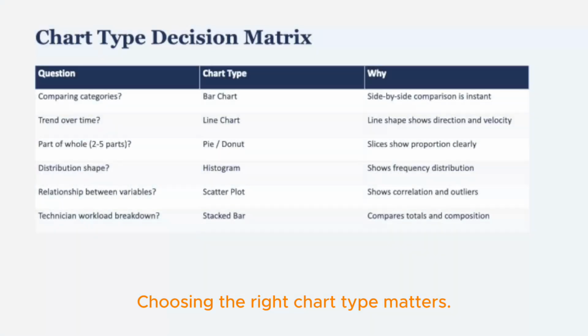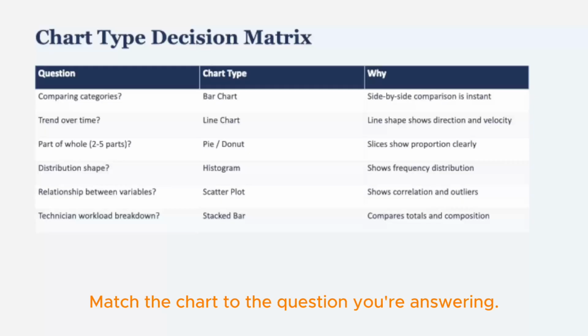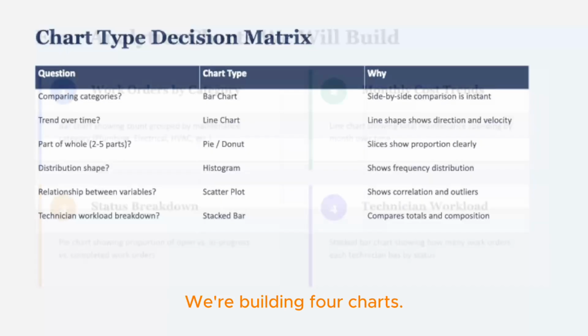Choosing the right chart type matters. A pie chart with 20 slices is unreadable. A bar chart for time series hides the trend. Match the chart to the question you're answering.